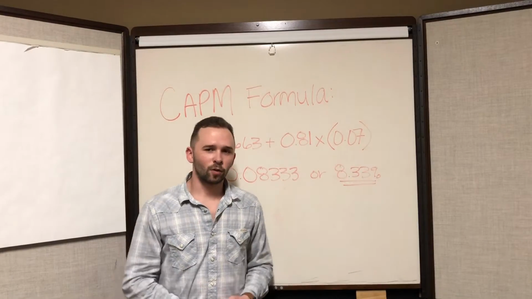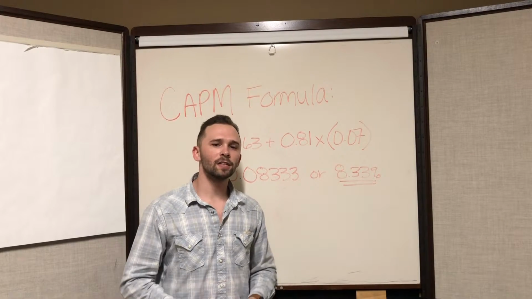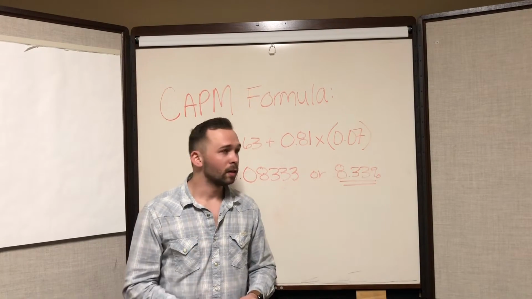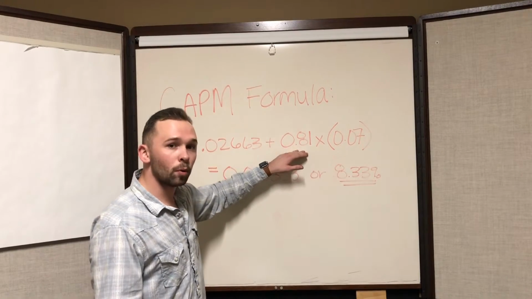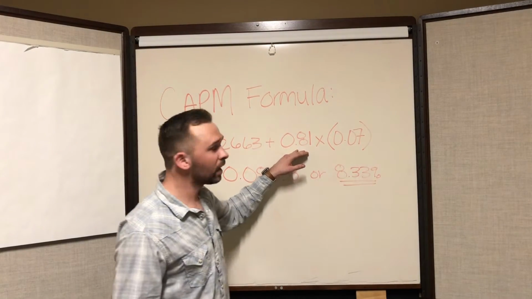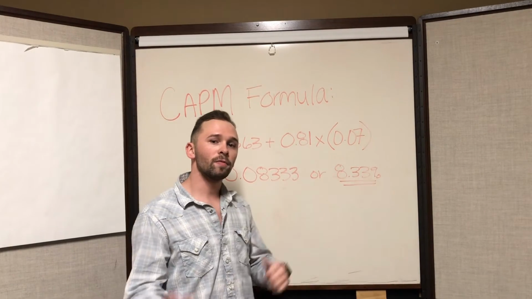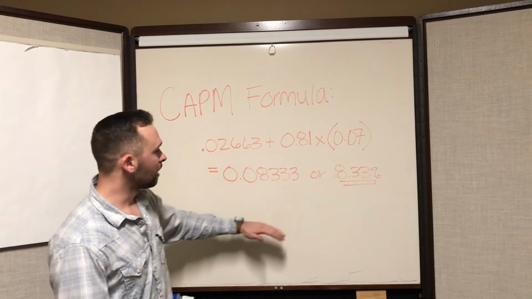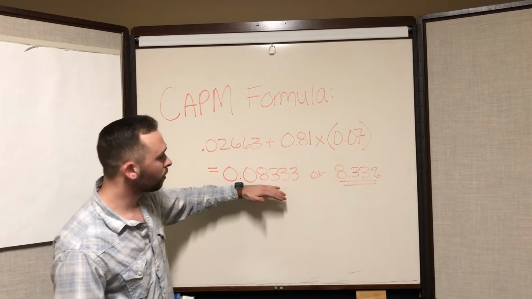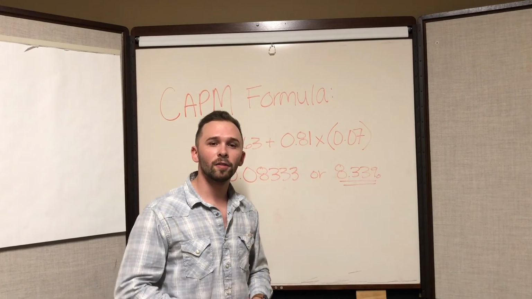Our sixth and final question asks us to apply the capital asset pricing model in order to estimate the cost of equity for AT&T. Using a 7% market risk premium, a beta of 0.81 thanks to Yahoo Finance, and the 2.663% U.S. Treasury bond that we found in the previous questions, we're able to plug that into the CAPM formula and find that it gets a 0.08333 or 8.33% cost of equity for AT&T.